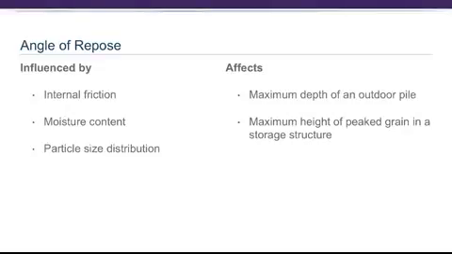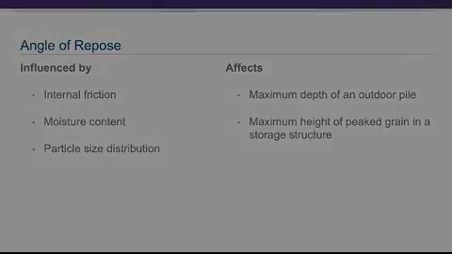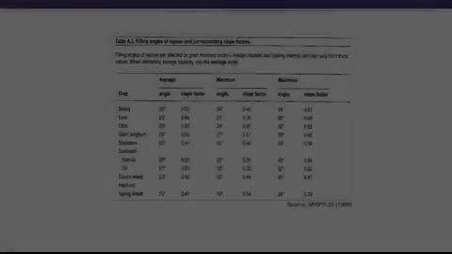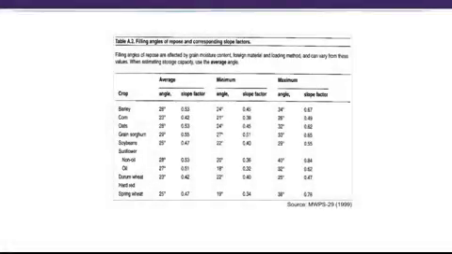Again, the effects of angle of repose are on the maximum depth of something like an outdoor pile where you're storing the grain, and also the maximum height of the peak grain in a storage structure. This shows you some typical values for angles of repose of different grains. There's an average value given along with a minimum and a maximum for each of these.